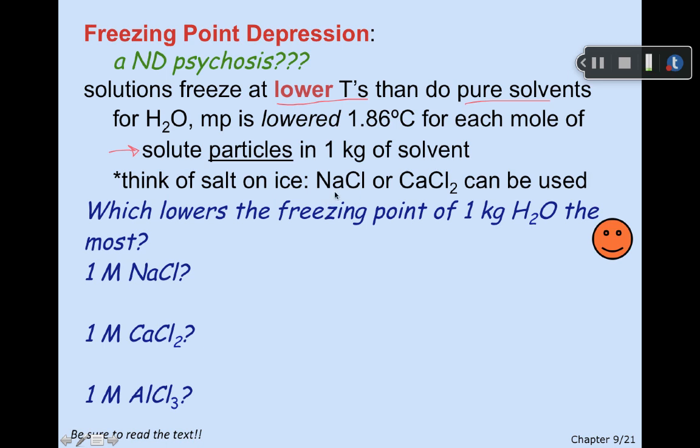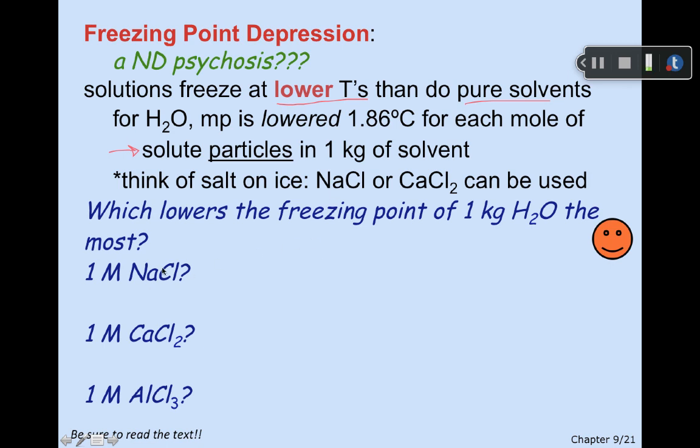It lowers the freezing temperature of the water on the sidewalks or wherever it is, and keeps it liquid and not slippery to a lower temperature than just the normal freezing point of water. While sodium chloride and calcium chloride can both be used, as was discussed in the POGIL activity.